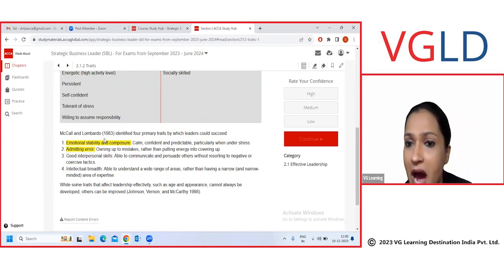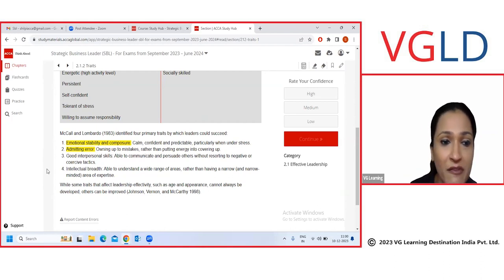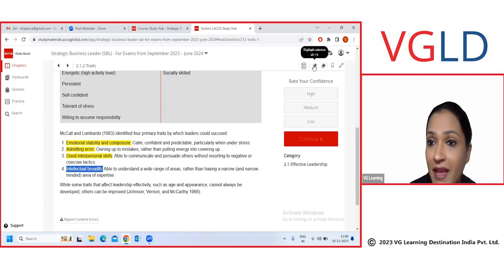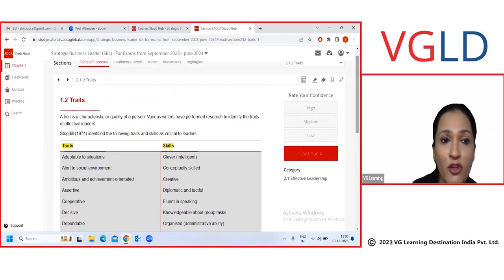Okay, so are the points on the screen from the BPB workbook? So Anand, I am teaching from the ACCA Study Hub, which is a free resource available to all ACCA students via their My ACCA account. I am teaching from this content so that everybody has the same content, and because it's directly from ACCA, it's definitely exam standard as well. So it covers everything that you really need to know for your exam.